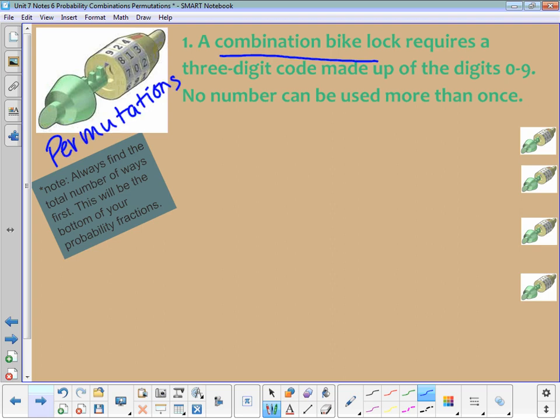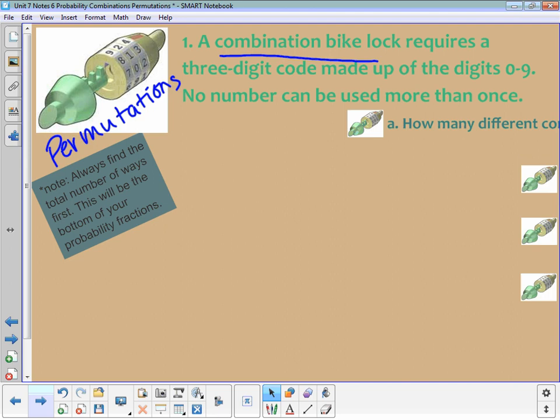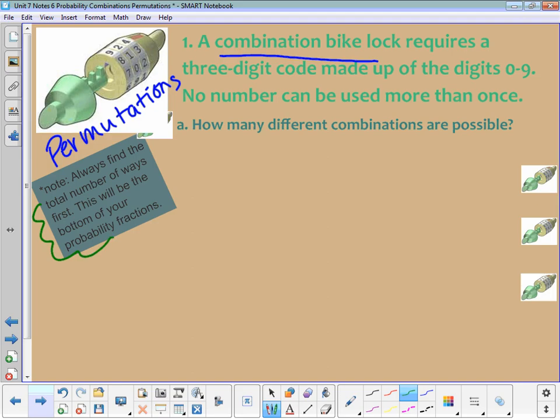Okay. Now, the next thing that we need to know, before we start finding any probabilities, is how many total combinations there are. So part A, that's the very first thing that you find, and that's the note that I have here. You might want to write that down on your page. Always find the total number of ways first. That's going to be the bottom of your probability fraction.